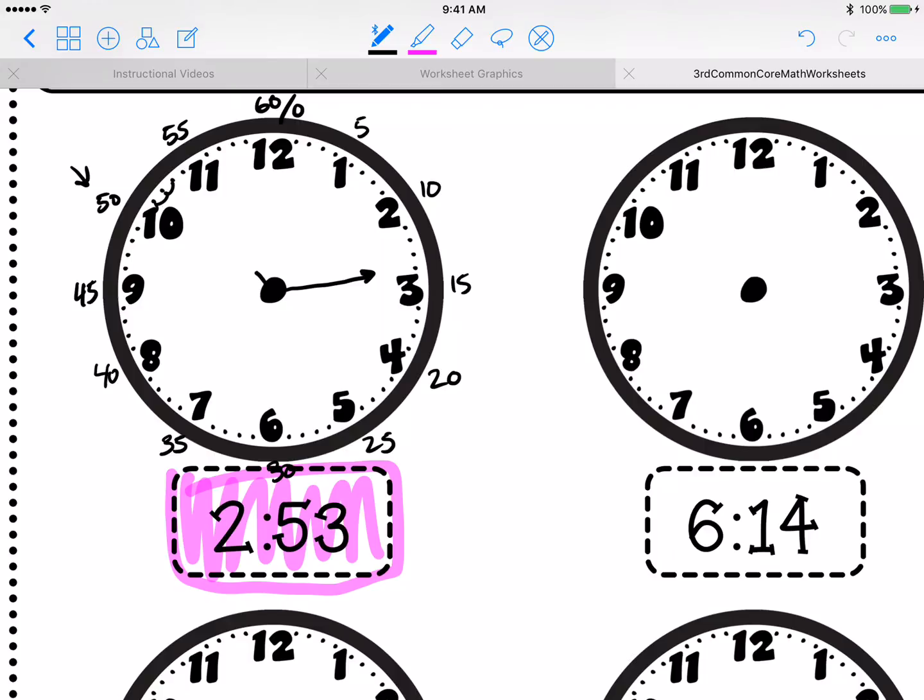So I need to draw my minute hand, which is the long hand, right towards there. I'm going to redo this to make it straighter. Okay, let's try again. 53. It's right there. So now my clock says 2:53.